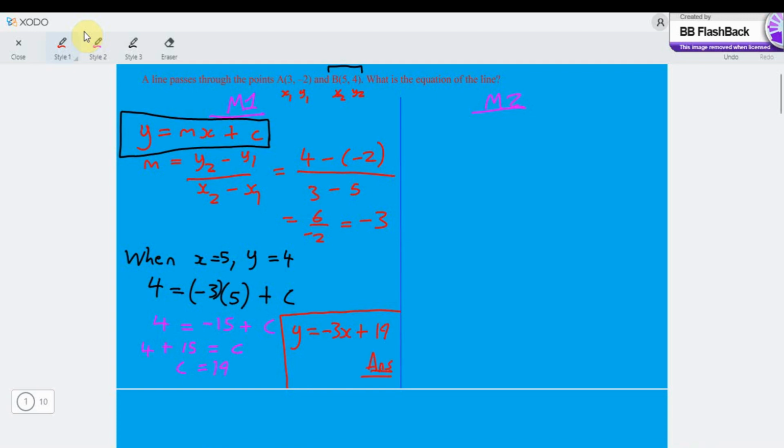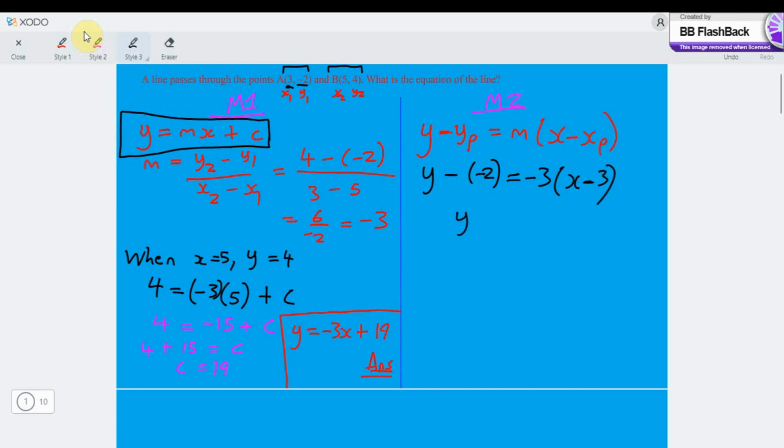Now method 2 is my preferred choice. You'd say y minus the y value given equals gradient in bracket x minus the x value at the point given. It doesn't even matter which point you use. Let's use the other point. We already know the gradient is -3. So it's y minus the y value at this point, which is -2. Y minus -2 equals the gradient -3 in bracket x minus the x value given at that point, which is 3.